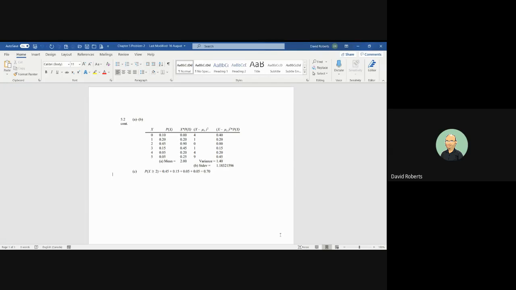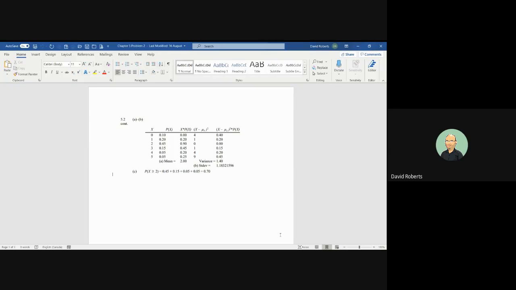Welcome to the Word version of problem 5.2 on the paper edition. This is page 179. So in this case, we're given a probability distribution of the number of accidents per day, and we're given the frequency from 0 to 5 and the probabilities starting at 0.1 and going down to 0.05.